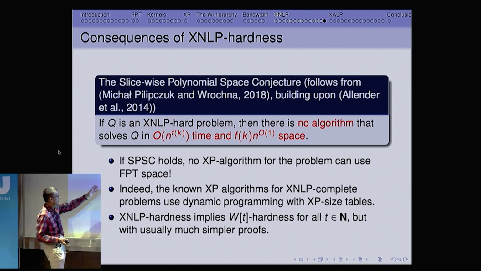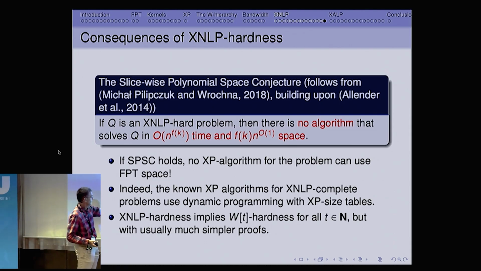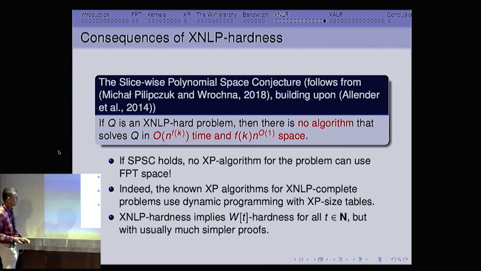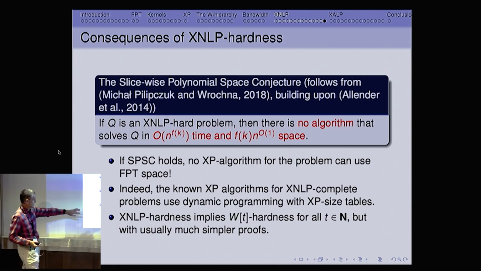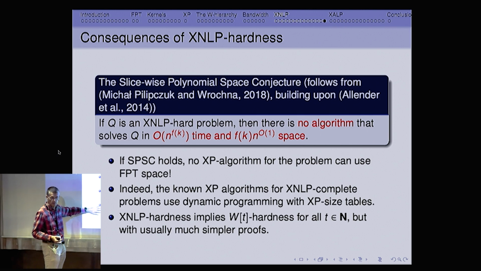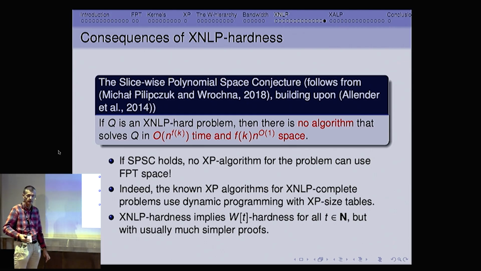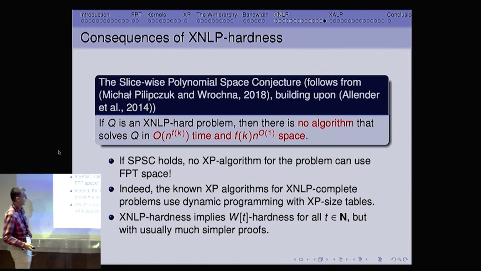And of course XNLP-hardness also shows hardness for all the classes in the W hierarchy, and in many cases it actually gives simpler proofs that you are hard for all these classes. So even people who don't like XNLP but like the W hierarchy can use it, because they get simpler proofs.